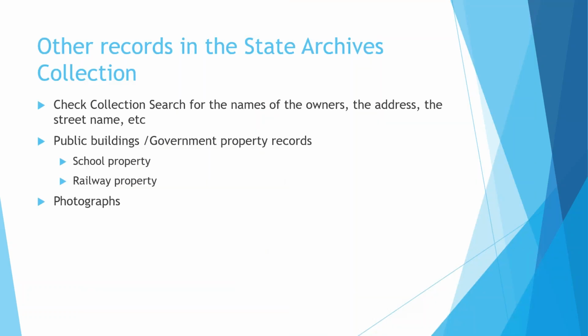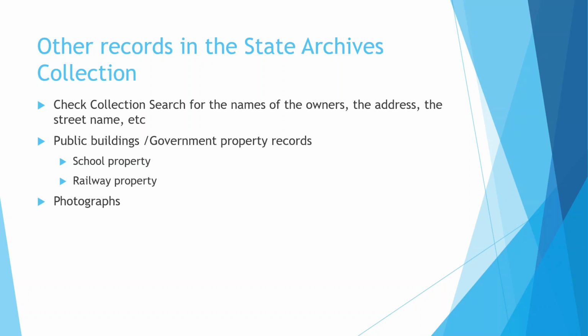So just quickly, some other records in the collection. You might look in Collection Search for the names of the owners if you knew who they were, and that might tell you something about their property. Might not, but it might. You might look for the address, you might look for the street name. If it's a tiny little country town or a small area, you might look for a place name as well. I wouldn't look for Sydney, there'd just be too much that would come back.